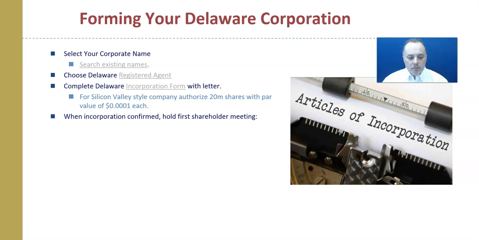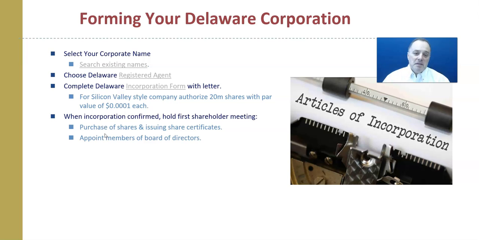Now, once the company has been formed, you need to then hold the first shareholder meeting, where the shares are being allocated to the investors. I will, in a separate video, show you how to allocate the shares to the founders. But basically, you purchase those shares, like 10 million shares might cost you $1,000. So you issue those shares, you appoint the members of the board of directors, you approve the bylaws.